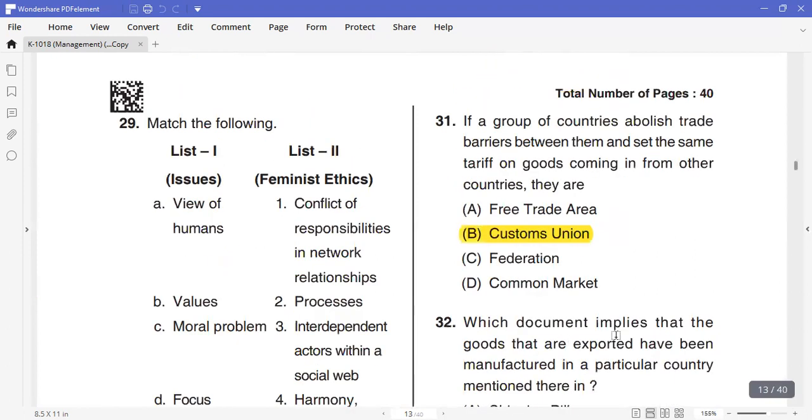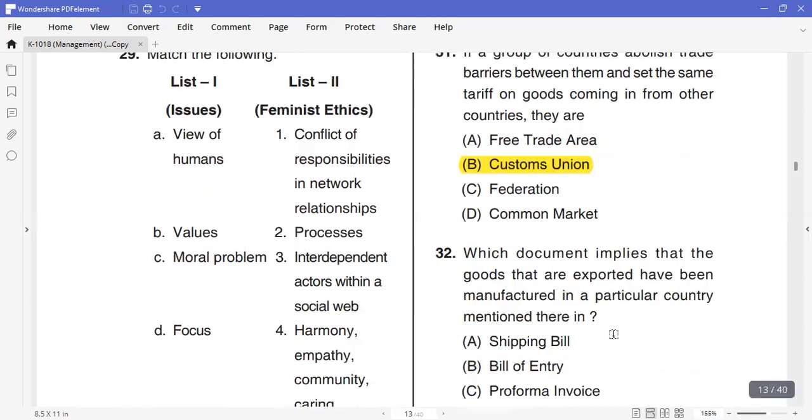So we go to 31st question. If a group of countries abolish trade barriers between them and set the same tariff on goods coming in from other countries, so they are called a customs union. So customs union is a group of countries where they abolish the trade barriers between them, but they will set a tariff on goods coming from a non-union country. So such a thing is actually called a customs union.